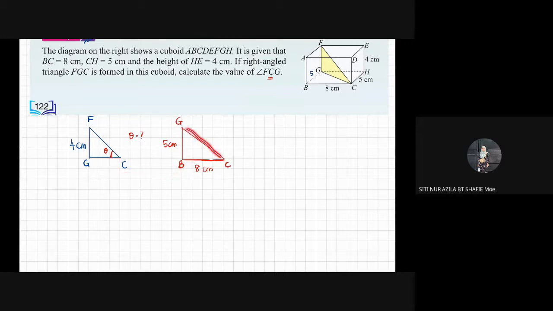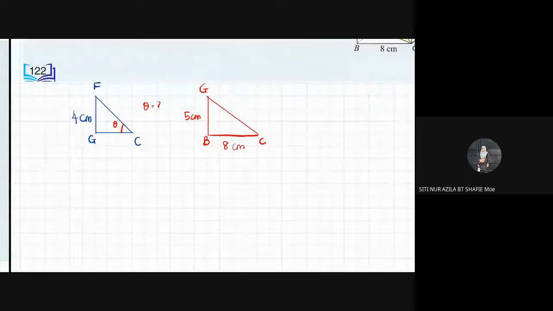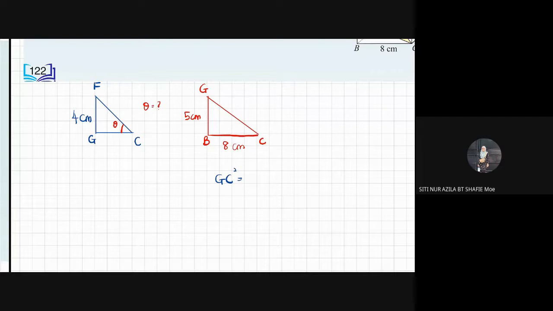Okay, cari dulu GC. Macam mana guna Pythagoras theorem. Okay, so let's solve for GC first. GC squared is equal to BC squared plus GB squared. If you want to look for the value for hypotenuse, just add the two sides given. So we have 8 squared plus 5 squared for GC squared, then just square root everything.